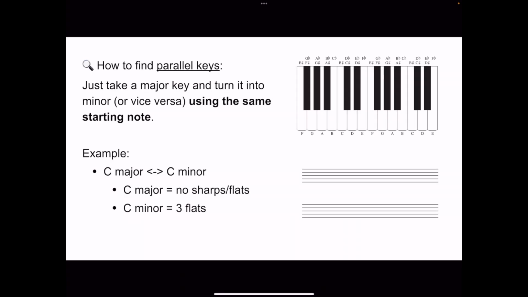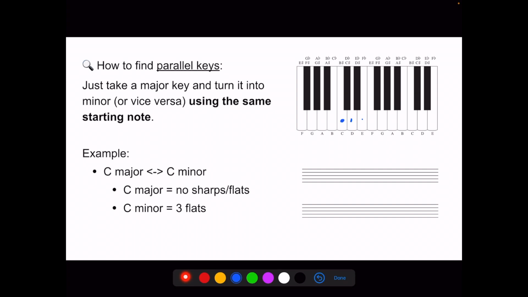So how to find parallel keys? Well, it's simple. Just take a major key and turn it into minor using the same starting note. So C major is going to be C, D, E, F, G, A, B, C. I'm singing in a wrong key. Well, close enough. C, D, E, F, G, A, B, C. And C minor, if you count the whole steps and half steps, you're going to get C, D, E flat, F, G, A flat, B flat, and then C.